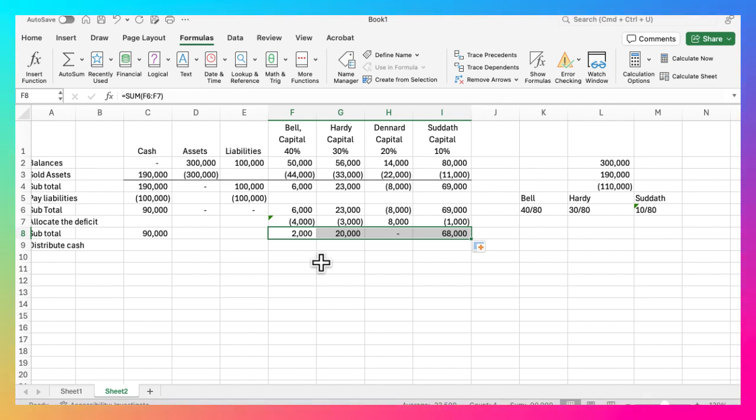So that, my friends, is how you put together a partnership statement of liquidation.